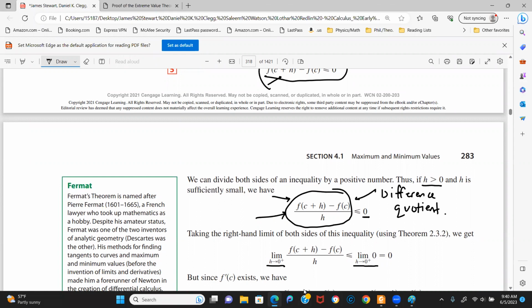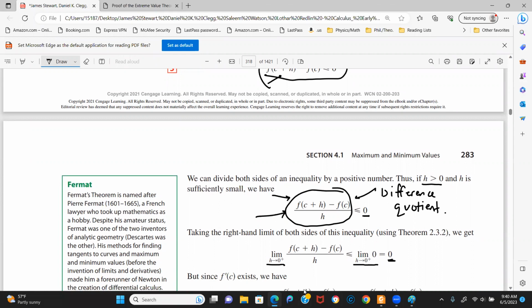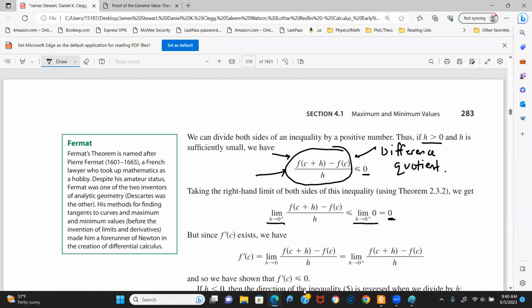So when you take the limit of 0, it's obviously going to be 0. But then, as we know, f prime of c exists. So f prime of c, which is this difference quotient as h just goes to 0, is the same thing as taking the difference quotient as h goes to 0 from the right. Because remember, if the limit exists, then the left-hand and the right-hand limits exist, and they have to be equal to each other. So what we just showed is that this limit right here is less than or equal to 0. So that shows that f prime of c is less than or equal to 0.